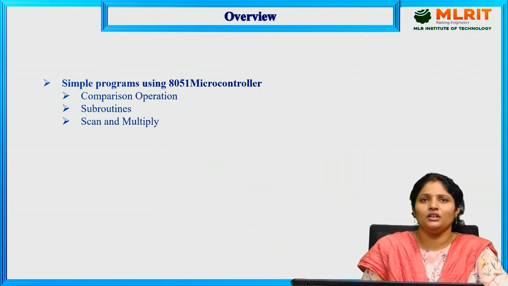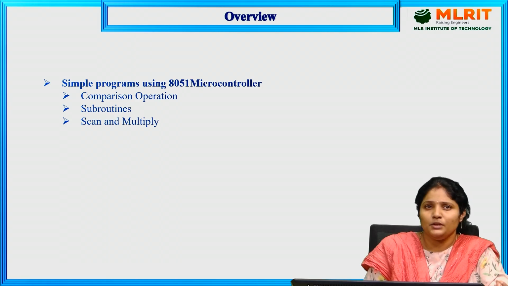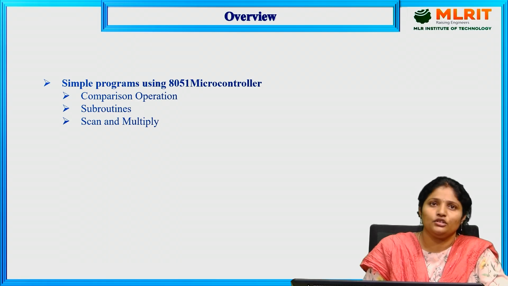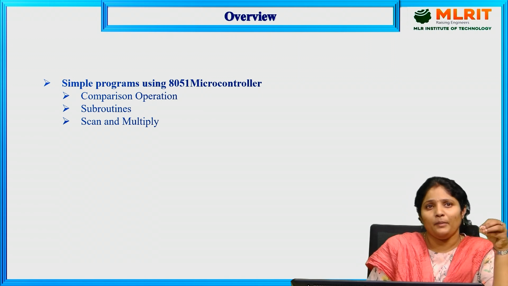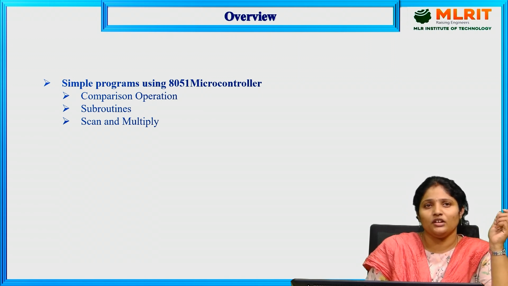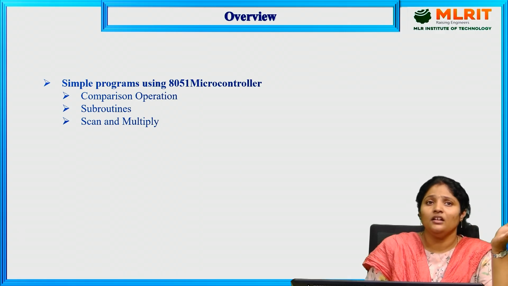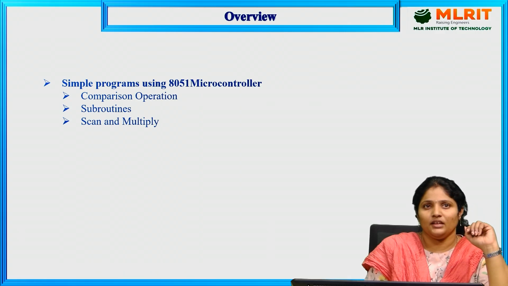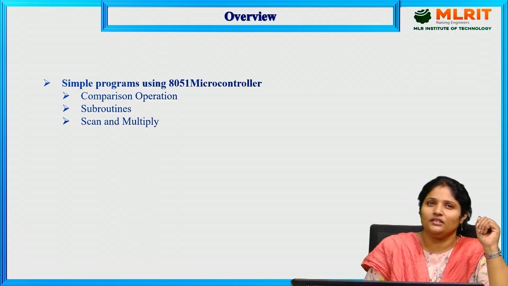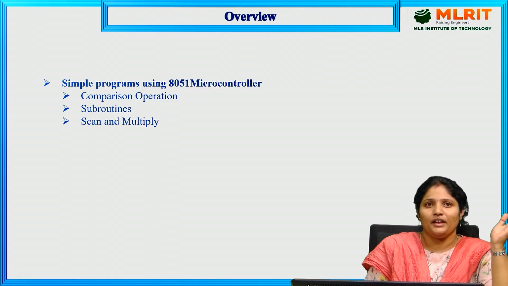Coming to the overview of today's presentation, we will see how to write simple programs to compare two bytes of data present in memory, how to write subroutines using the 8051 microcontroller, and how to scan and multiply the data if any loops are there. So we will see how to execute such subroutines, scans and comparison operations.